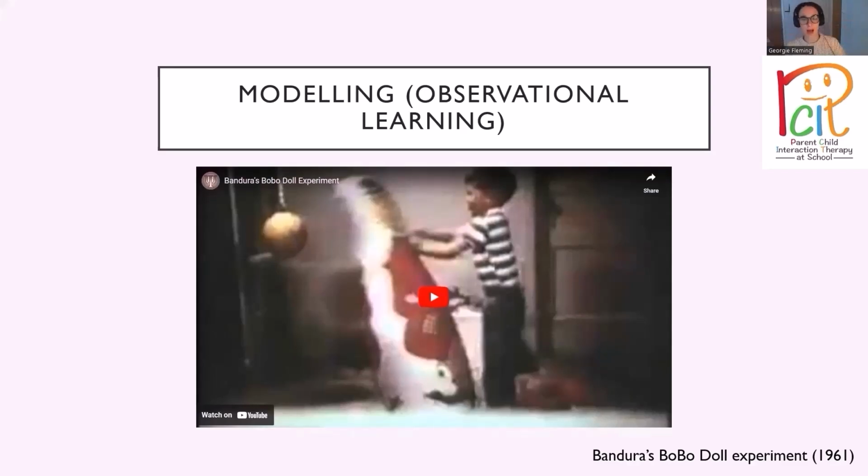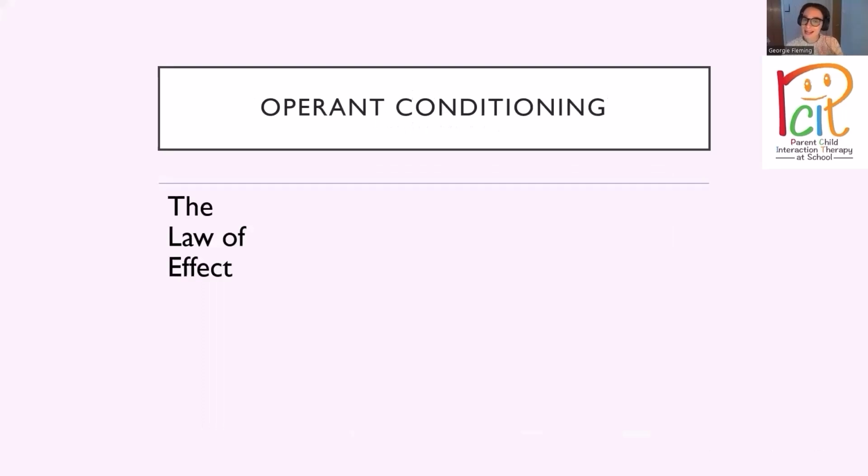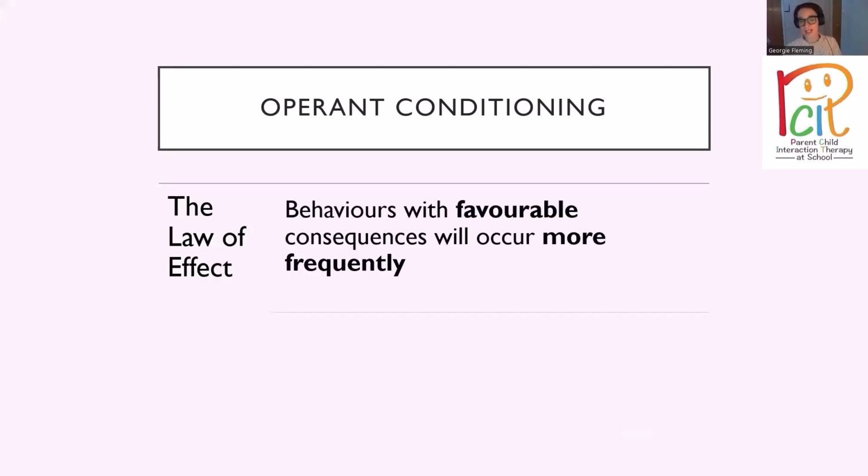So just keep in mind that that's a really important way that kids learn, and they can learn a lot through that. So the second thing we're going to speak about, the second theory, is operant conditioning. Really basic, distilling it down, this idea of law of effect is that if I do something and then what follows is a favorable consequence, I'm more likely to do that thing again in future.